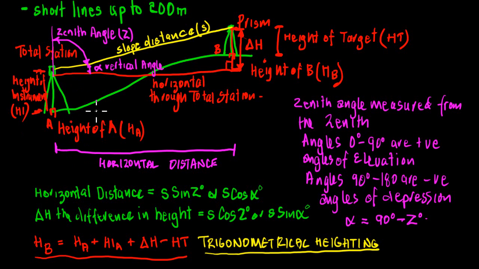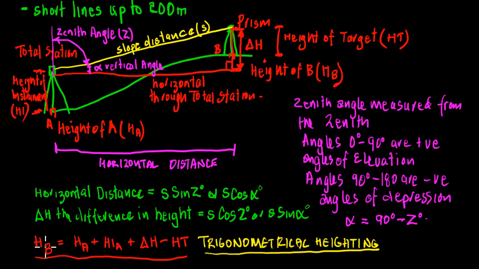So start with the height of A and add to that the instrument height, which will get us to this height here, the level or height of the instrument. Then we go along a horizontal line, add on to that the difference in height, or subtract, whatever the case may be, and that'll give you the RL or the height of the prism. And then from that, subtract the height of the target or the height of the prism, and that'll bring you to peg A. So it's quite simple if you just follow a little diagram.